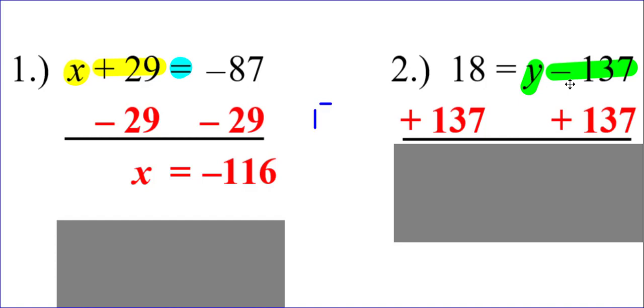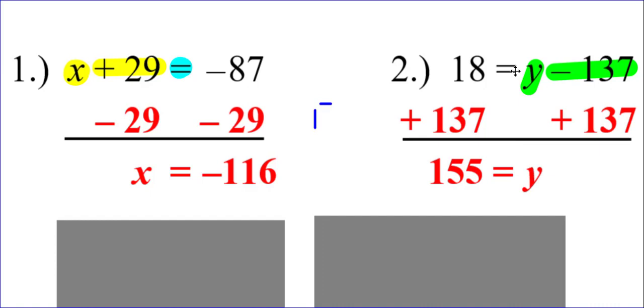So back to what I was saying. We're adding by 137 because that's the inverse of subtracting by 137. We do it on both sides. We work down. 18 plus 137 gives us 155, and that equals the y. Notice the y came straight down. It's okay to have the variable on the right side of the equal sign.